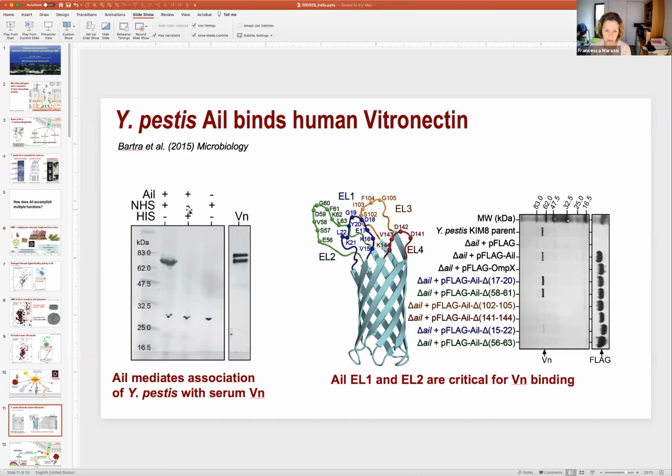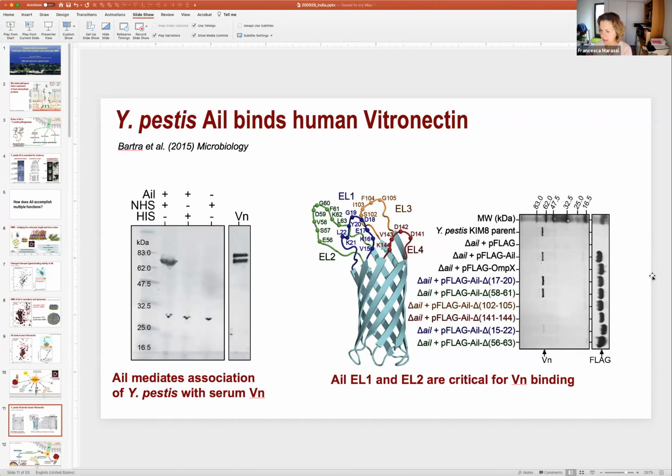Whereas in the case where you inactivate the serum with heat, you have no vitronectin pull down. In addition to that, we have embarked on a series of mutagenesis experiments which have shown that the extracellular loops of Ail are absolutely critical for the interaction. So you can see that when you delete larger portions, especially of loops, extracellular loop number 2 and number 3, to some extent also number 1, you get this massive reduction in the ability of the bacterium to pull down vitronectin.